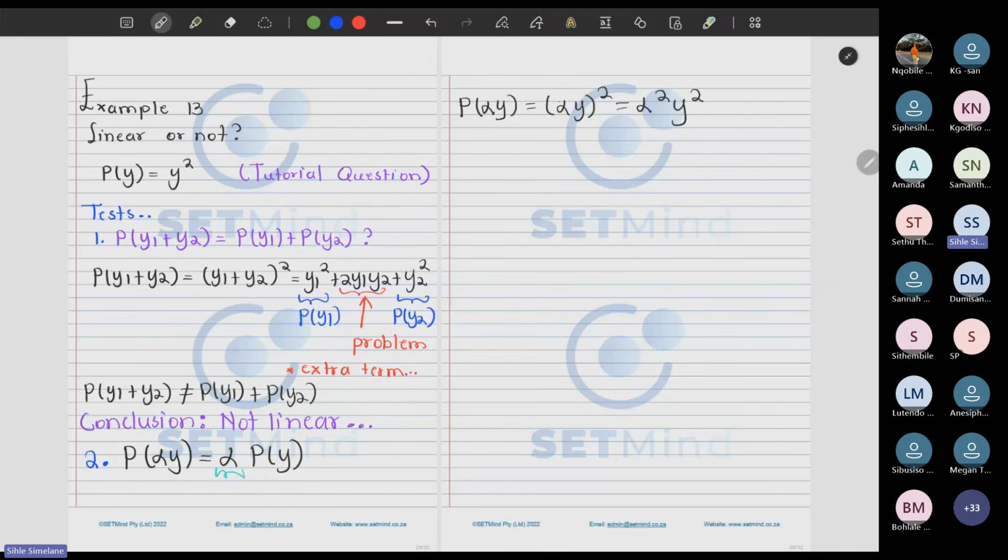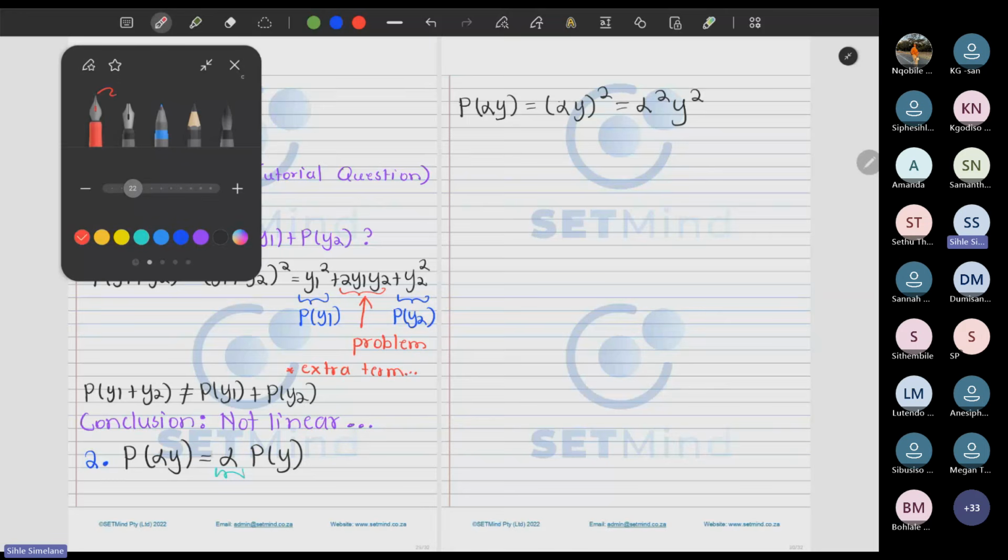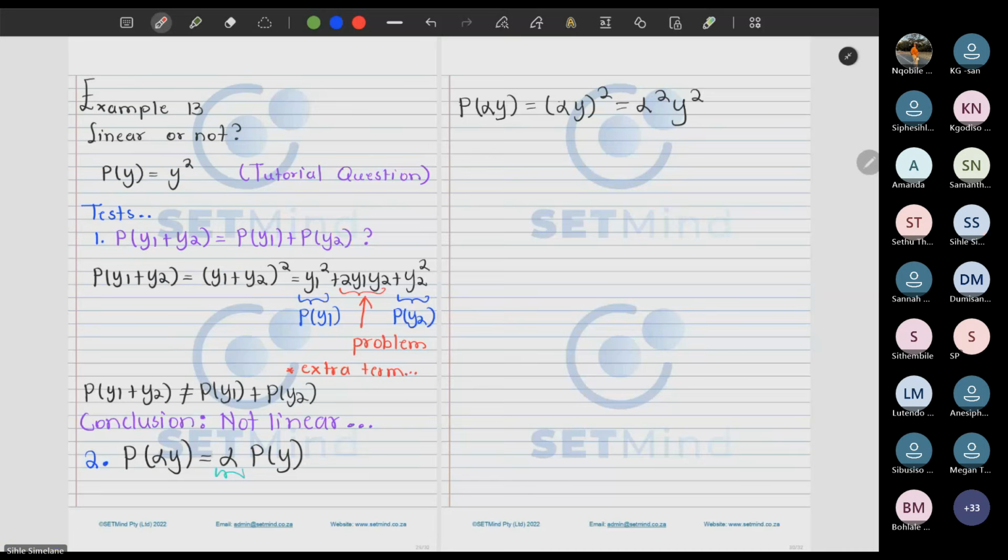What is the problem here, guys? Anyone? What is the problem here? Is it because it's alpha squared? Yep, this square is the problem. We were not expecting it to be alpha squared. It shouldn't be. So our conclusion is that even the second test tells us this one is definitely not linear.